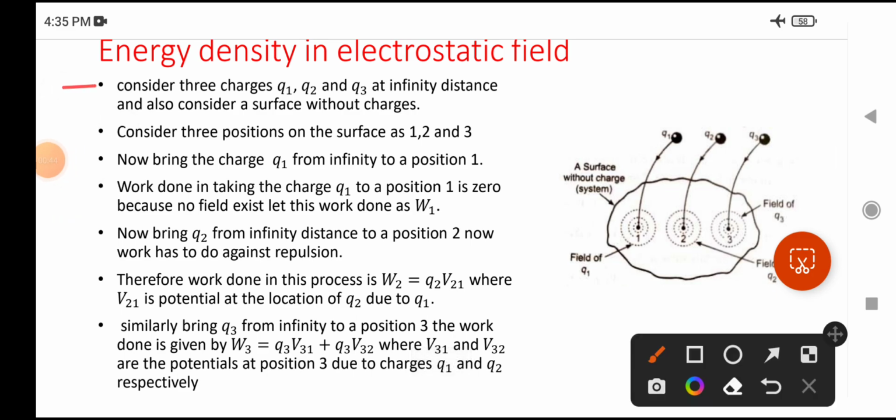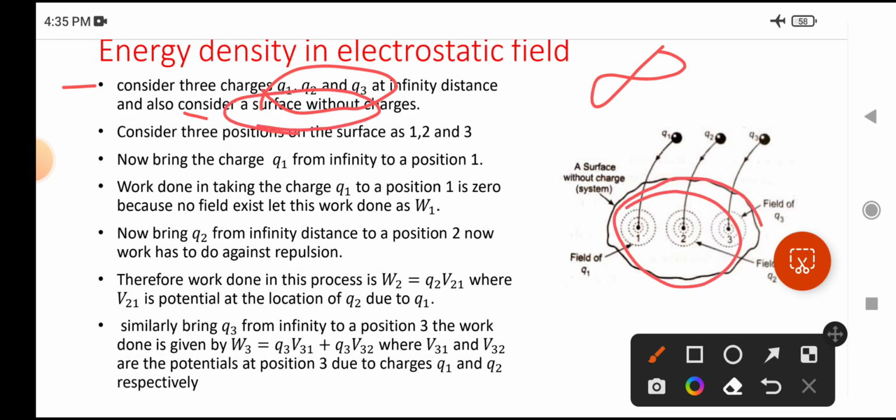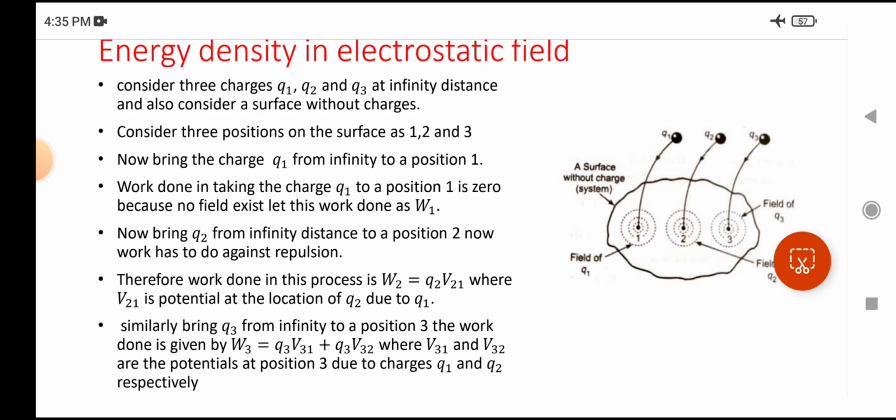Consider three charges q1, q2 and q3 at infinity distance, and also consider a surface without charges. Two things we have to consider. One is that these three charges are not here, they are at infinity distance. And the next one is that we take a surface without charges. Three are at infinity and one surface without charges is considered.